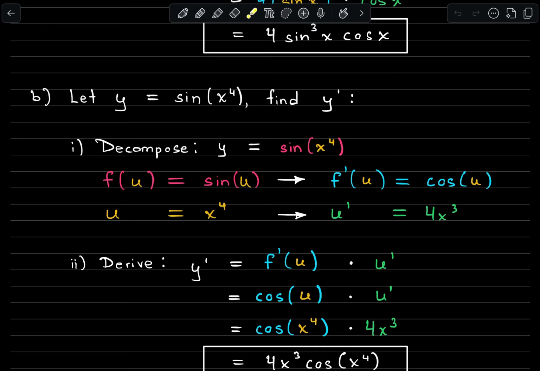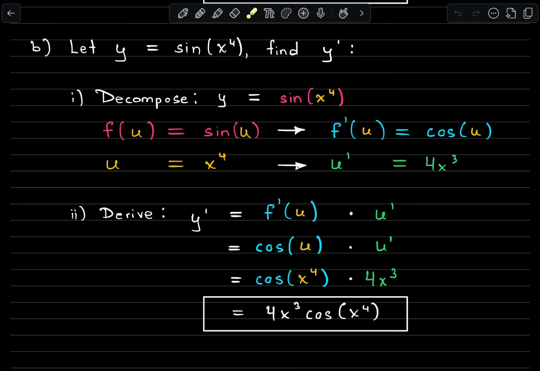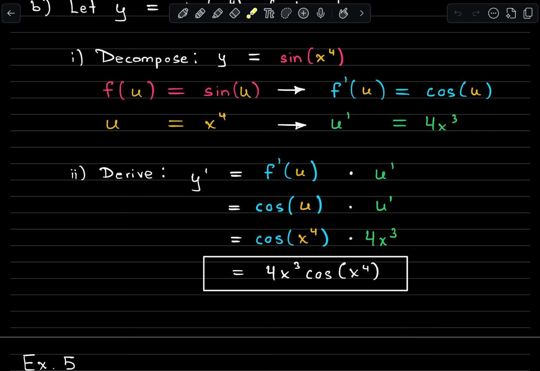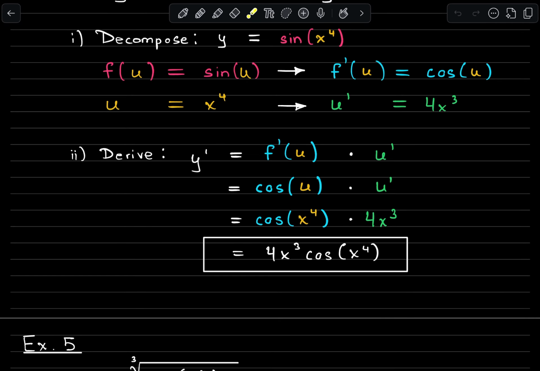Okay, so this is leading us to a different result. So now we've got 4x cubed cosine of x to the fourth. Here we had 4 sine cubed of x cosine of x. So this is just to demonstrate that the order does matter. What your f of x and your g of x are will change how the function's derivative comes out. So we just have to be careful that we identify the correct inner function and the correct outer function as we do these.